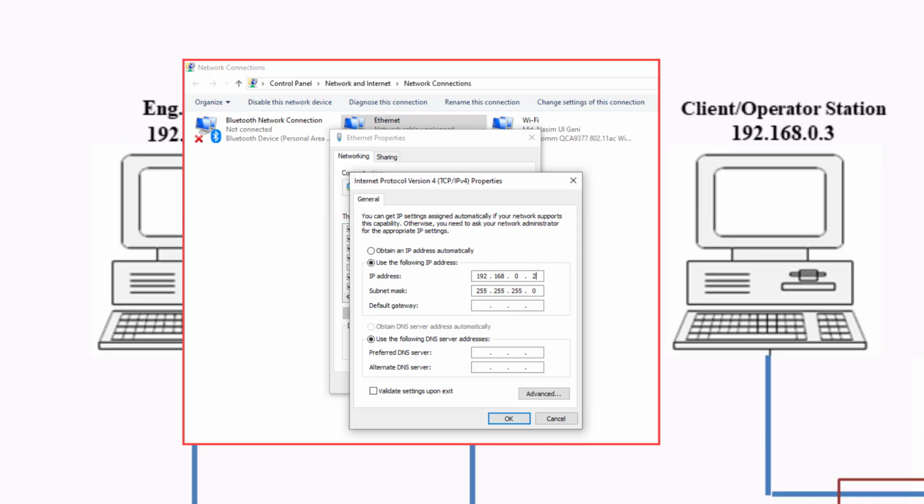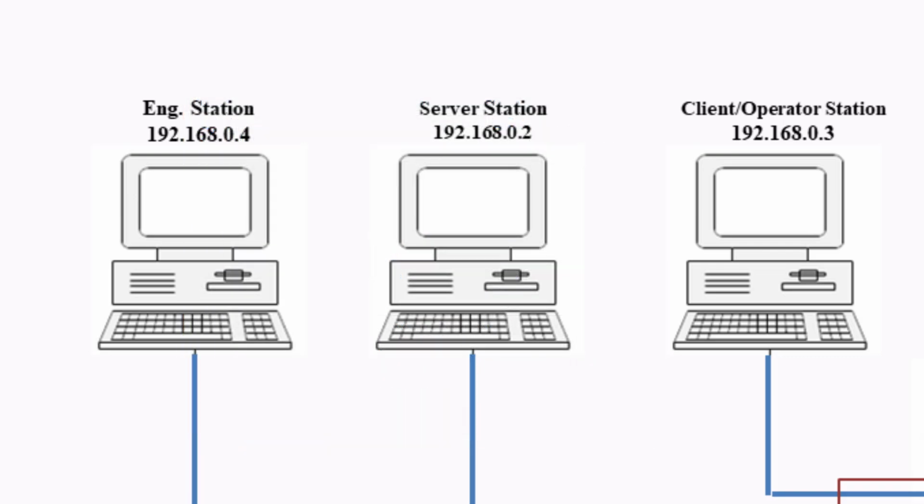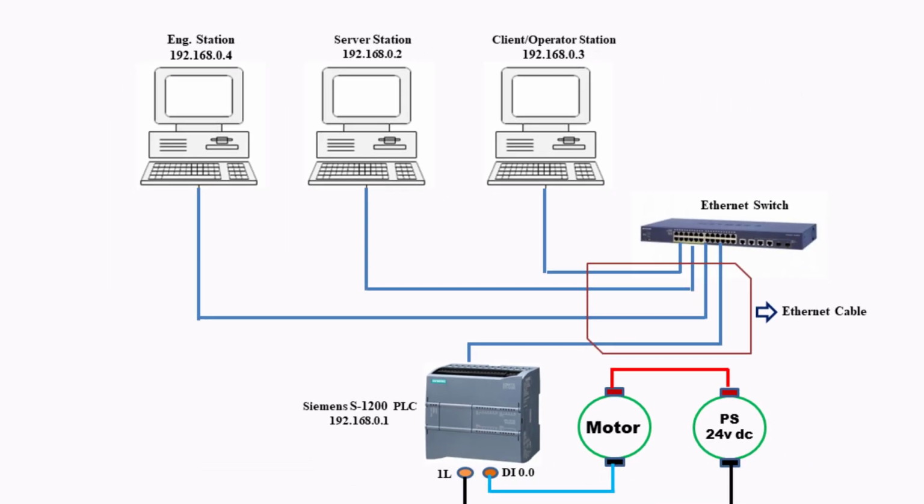This adjustment will make the same physical and logical network for these PC stations. Take a look at the IP address for the PC stations. I have chosen the IP address for engineering PC 192.168.0.4, for server PC 192.168.0.2, and for client PC 192.168.0.3. Note that the network ID for each PC station is 192.168.0, which means that these PC stations are in the same logical network.